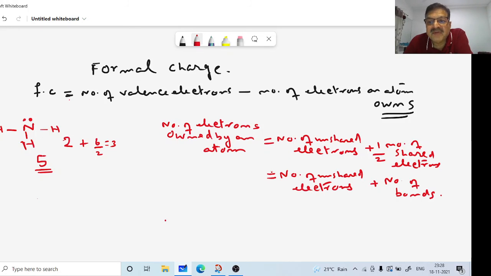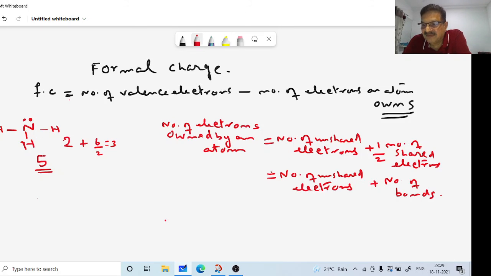Now, the number of electrons owned by that atom is equal to the number of unshared electrons, that is a lone pair, plus half the number of shared electrons. An atom owns all of its unshared electrons and half the shared electrons, because in a 2 electron bond, only one electron belongs to that particular atom and the other belongs to the other atom. Therefore, the number of electrons owned by an atom is equal to the number of unshared electrons plus the number of bonds.